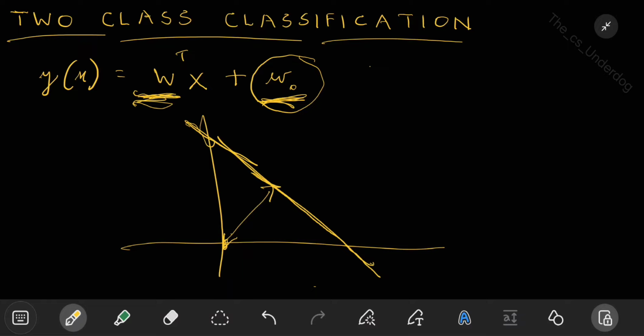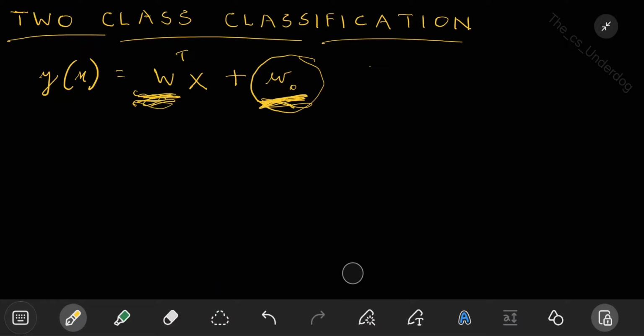Your w will tell you the orientation and w0 will tell you how much distant from the origin the decision surface is present. So with these two pieces of information, you will be able to plot the exact decision surface. So before we conclude this lecture, I'll draw neatly in a graph and give a clear picture to you, and then we'll conclude this lecture.